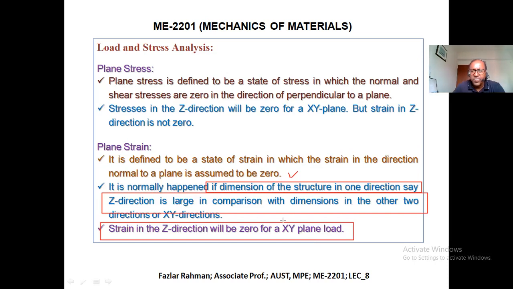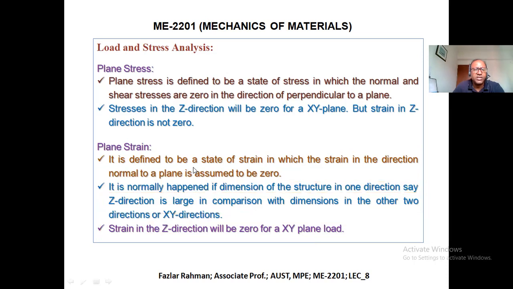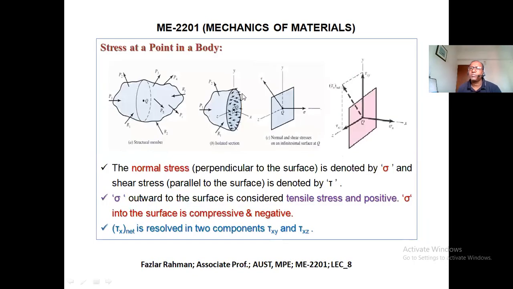Okay. Sometimes we put this question in the exam: What do you mean by plane stress and what do you mean by plane strain? Okay.